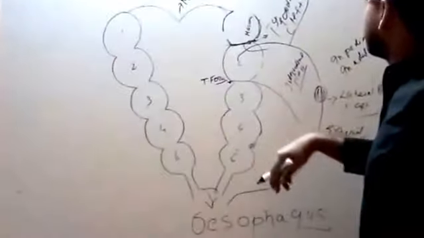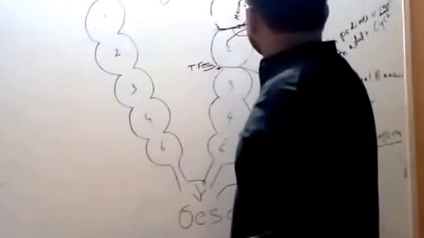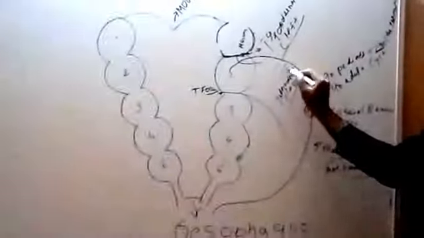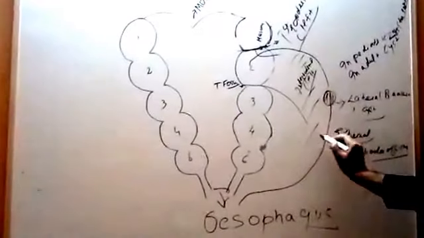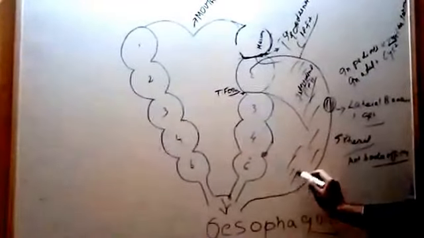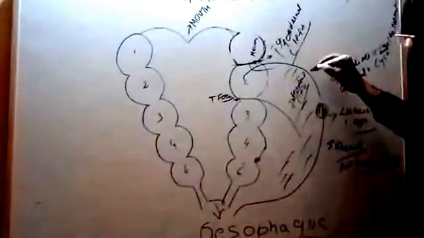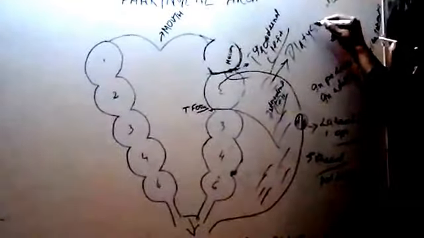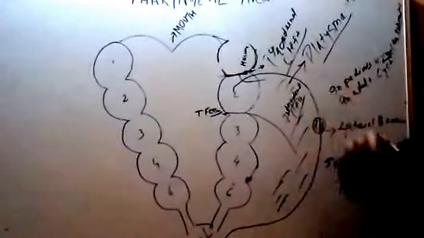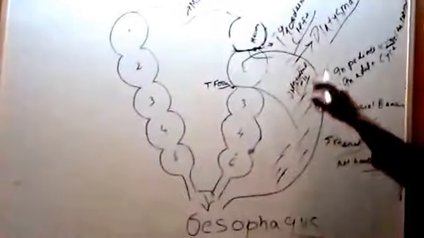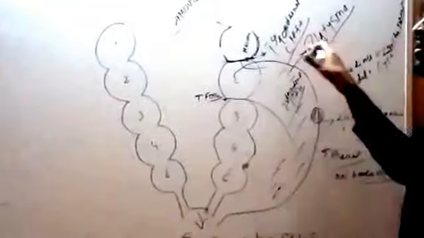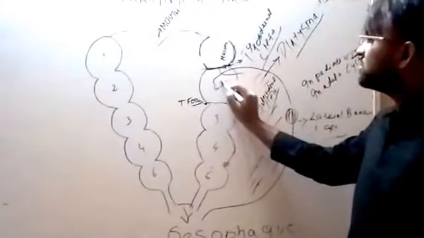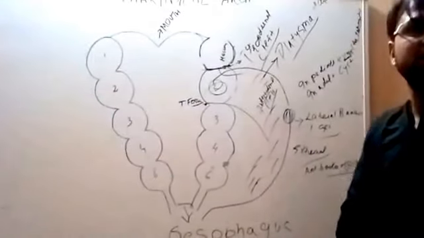Now, second thing, this is a cleft, and the dorsal part of this pharyngeal arch gives rise to a superficial muscle in the neck region, and that superficial muscle is your platysma. This is the platysma muscle, the superficial muscle in the neck region. It is derived from your second pharyngeal arch.